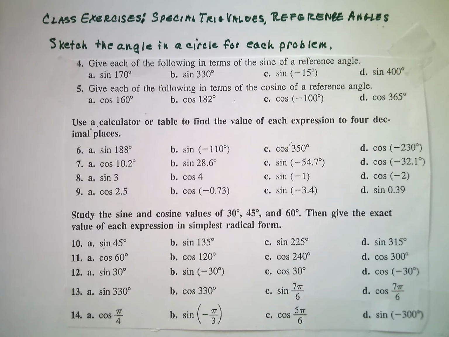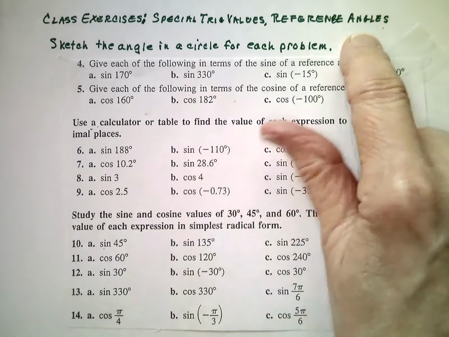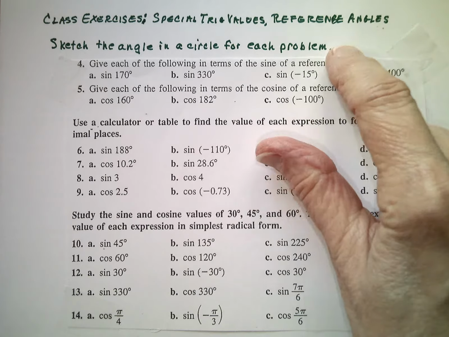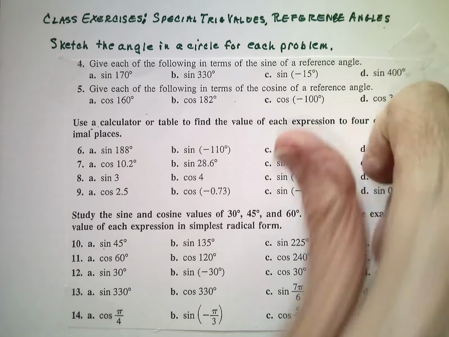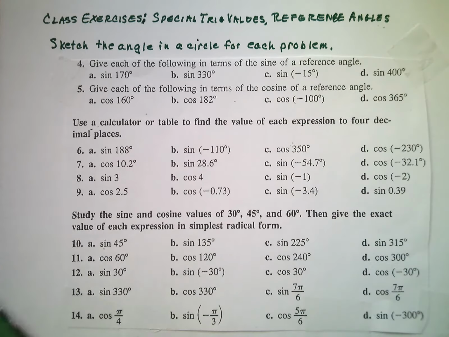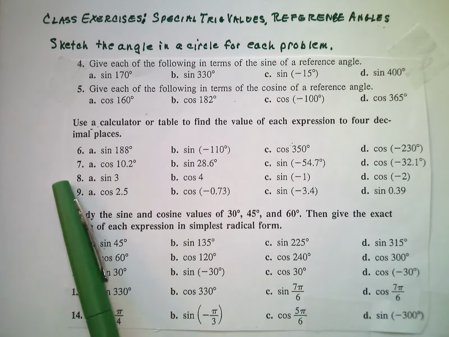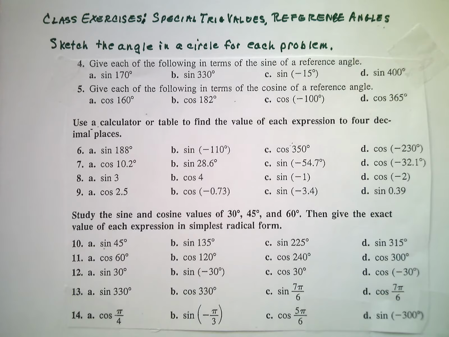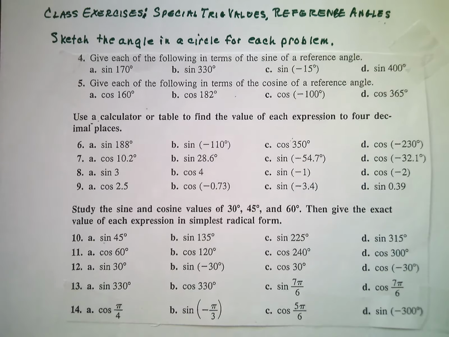So we're going to be putting together what we already have learned, I hope. So I hope you're able to print out the sheet that says class exercises, special trig values, reference angles. And it also says sketch the angle in a circle for each problem. I'm going to try a few of these. We actually have already done most of number 4. And using a calculator for these is not really helpful for reference angles. Sine and cosine values on number 10. So let's give number 10A a try.